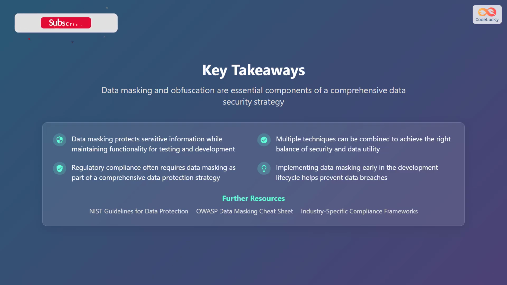To summarize, data masking and obfuscation are essential components of a comprehensive data security strategy. Data masking protects sensitive information while maintaining functionality for testing and development. Multiple techniques can be combined to achieve the right balance of security and data utility. Regulatory compliance often requires data masking as part of a comprehensive data protection strategy. Implementing data masking early in the development lifecycle helps prevent data breaches. For further learning, you can refer to NIST guidelines for data protection, OWASP data masking cheat sheet, and industry-specific compliance frameworks.